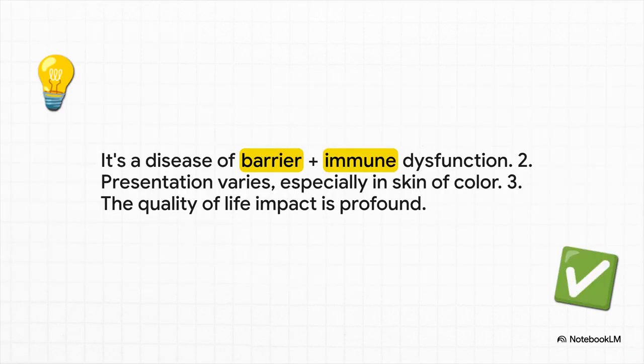So, to wrap it all up, here are the 3 big takeaways. 1. AD is a 2-part problem: a broken barrier and a hyperactive immune system. 2. It's a chameleon. Its presentation varies a ton by age, morphology, and especially in skin of color. And 3. The quality of life impact is huge, and we cannot afford to ignore it.